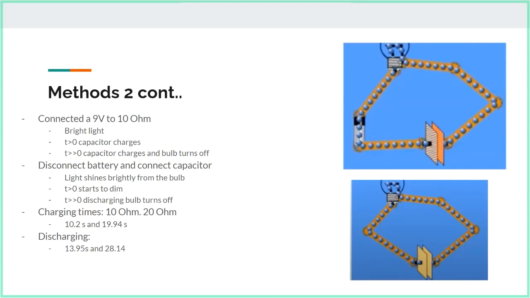I then disconnected the battery and connected the capacitor to the light bulb. The light again shone bright while the capacitor discharged. As time was initially greater than 0, the bulb began to dim as the current began to slow down. As T was again much greater than 0, the light eventually extinguished as the capacitor fully discharged. The charging time and the discharge times of the 20 ohm bulb were twice that of the 10 ohm bulb, which made sense as the resistance also doubled.